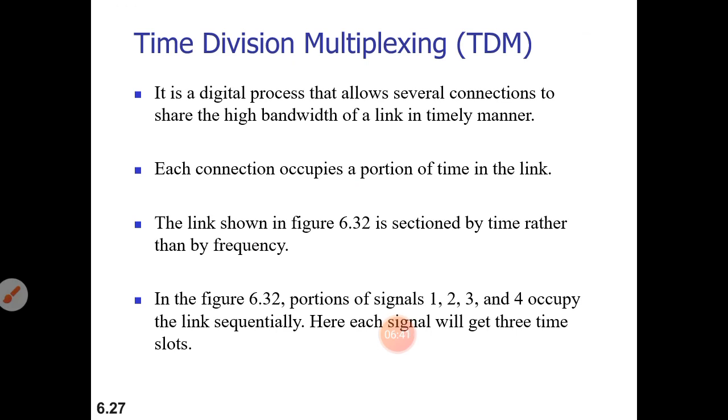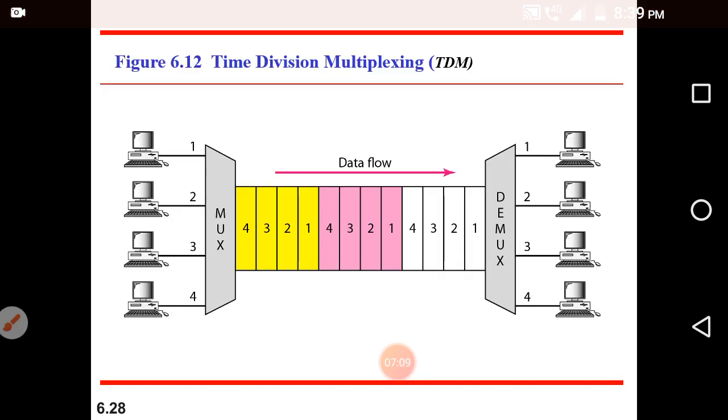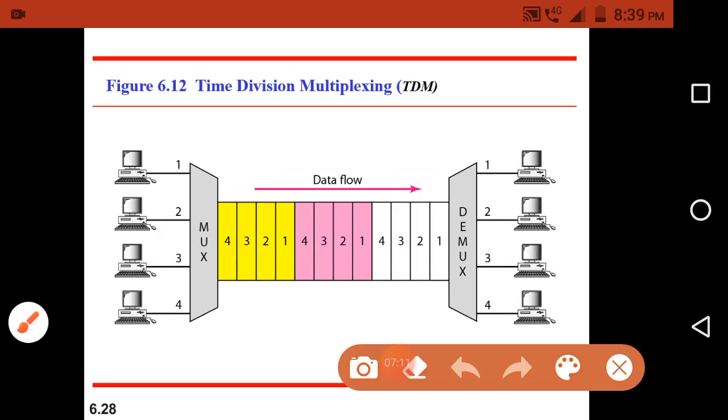Next we will go to the third multiplexing technique, that is time division multiplexing. Here, time division multiplexing shares the bandwidth of the link in a timely manner. The second point is that each connection occupies a portion of the time in the link. So look at this particular diagram.